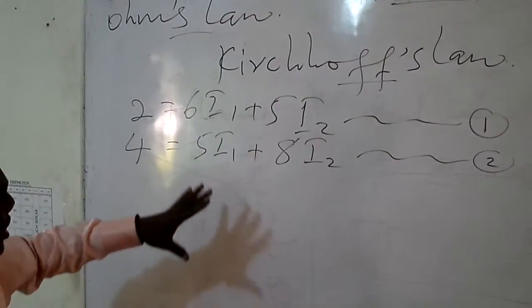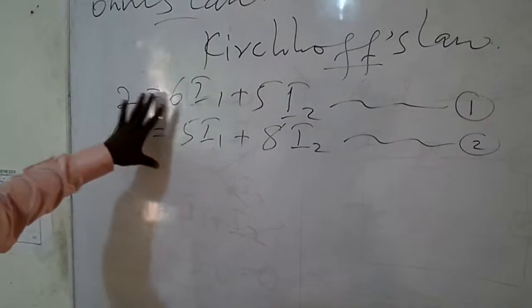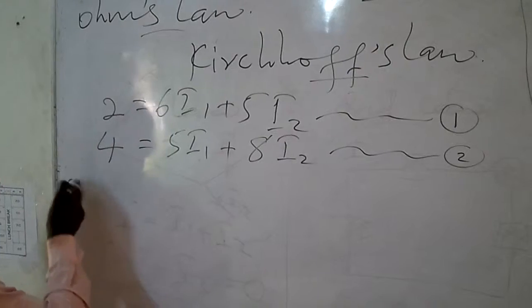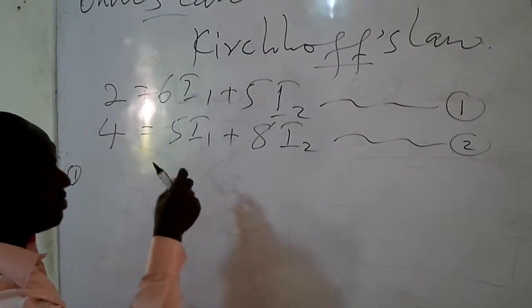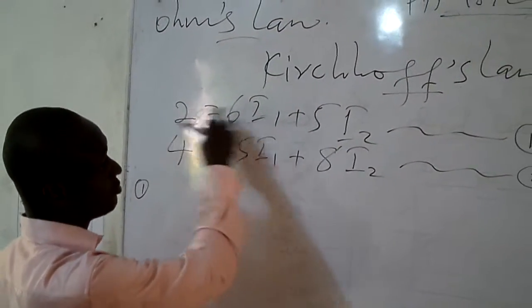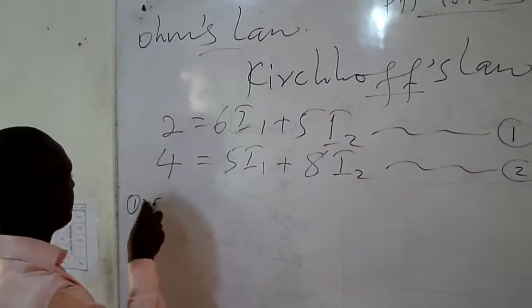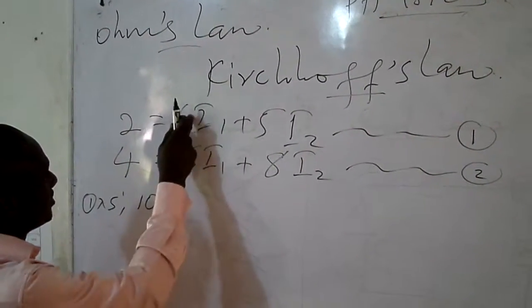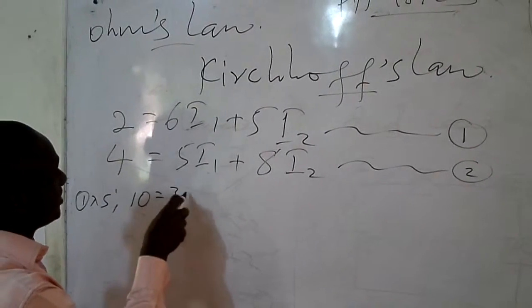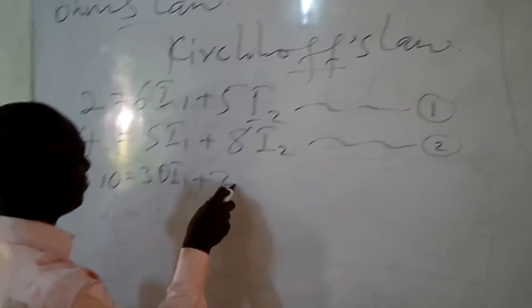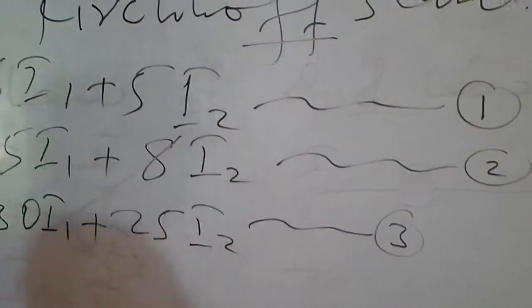Now, I want us to apply elimination. Let's take equation 1. Let's try to eliminate I1. So to eliminate I1, let's multiply through equation 1 by 5. 2 by 5, we have 10. 6 by 5, we have 30I1 plus, by 5, we have 25I2. Then let's call this equation 3.